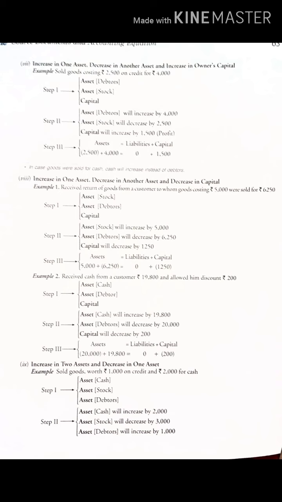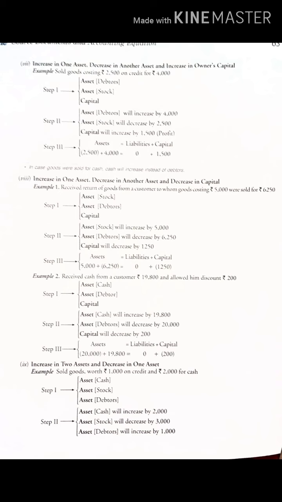Fine. Now debtors will increase by 1,000. Okay. So what is there? They have sold goods worth rupees 1,000 on credit and 2,000 for cash. 2 types of sales are there, 1,000 on credit and 2,000 on cash. That means total goods being sold is 3,000. So stock will be decreased by 3,000. Now why will debtors increase by 1,000 only? Because credit sales is only 1,000. Okay. So we will only create the debtors account for 1,000. Fine. 2,000 was cash. So do remember that.